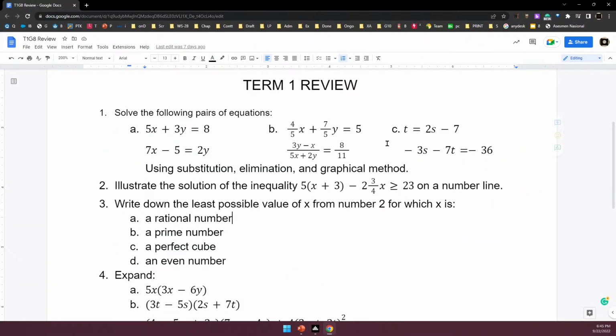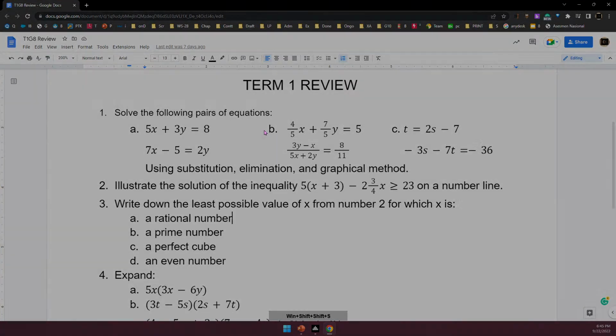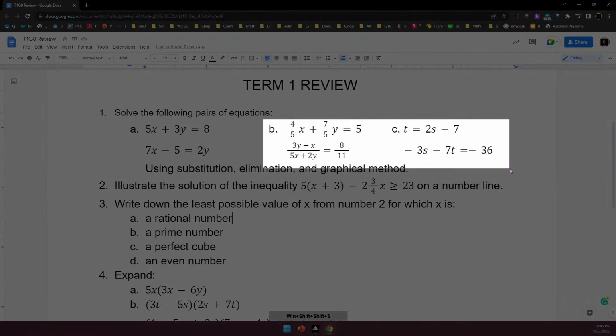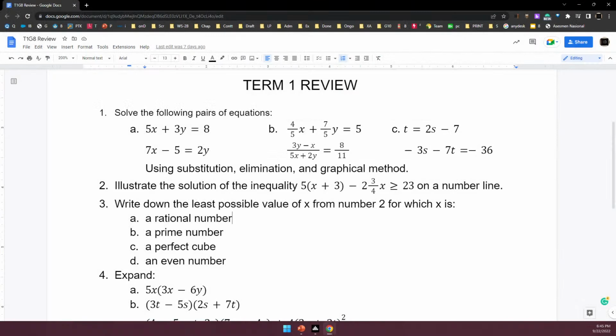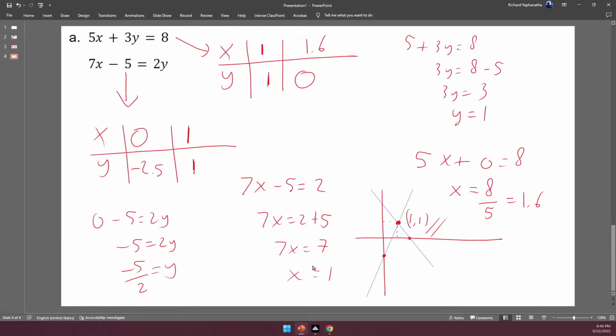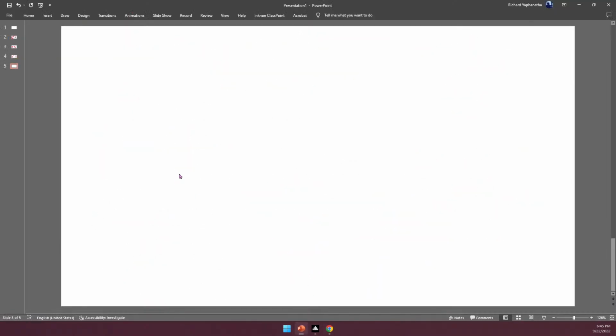For the rest, the B and the C, it is also following the same. I will only give an example for the halfway there. Okay, and after that, I believe you can do it yourself. So let's go to here.